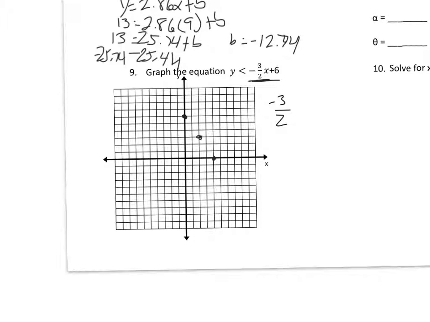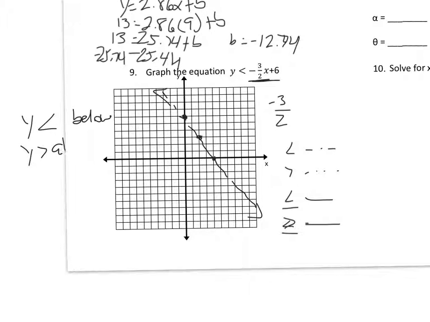And now we need to figure out if it's less than or greater than, not or equal to, then it's going to be dotted. If it's less than or equal to, greater than or equal to, then it's going to be solid. Okay, so we know it's going to be dotted because it's just less than. So there's my dotted line. Now we need to figure out, do I shade above or below? If y is less than, then I shade below. If y is greater than, then I shade above. So it's y is less than, so I'm shading down here.